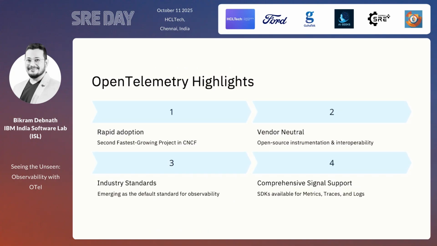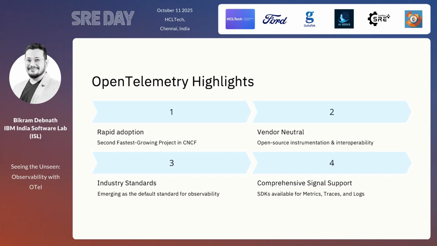Now let's take a moment to understand some of the key highlights of OpenTelemetry. Starting with the rapid adoption. This is the second fastest growing project under the CNCF, just after Kubernetes. So you can see it has already gained popularity over the years. The next one is vendor neutrality. Because of its open source instrumentation and interoperability, there is no vendor locking.